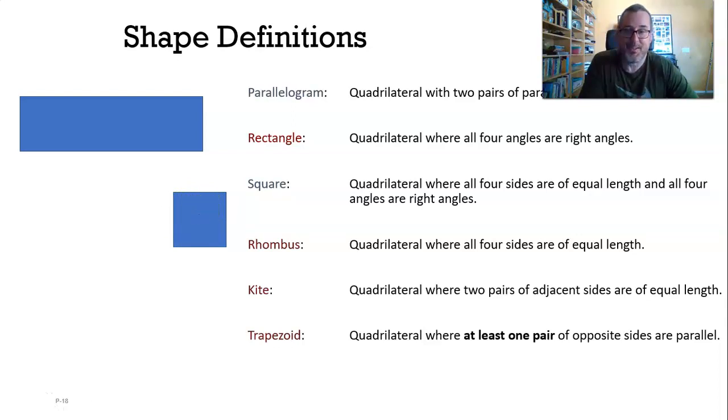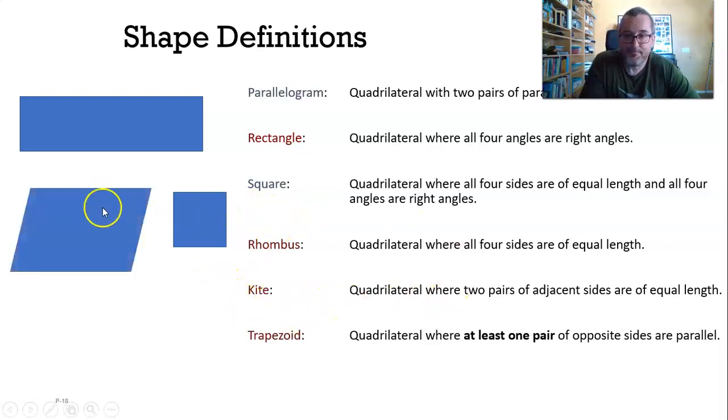Is it a trapezoid? Trapezoid. Quadrilateral, yep. At least one pair of opposite sides parallel. Parallel, parallel, at least one. In fact, two. This thing's also a trapezoid. The square does it all. It's a parallelogram, a rectangle, a square, a rhombus, a kite, and a trapezoid.